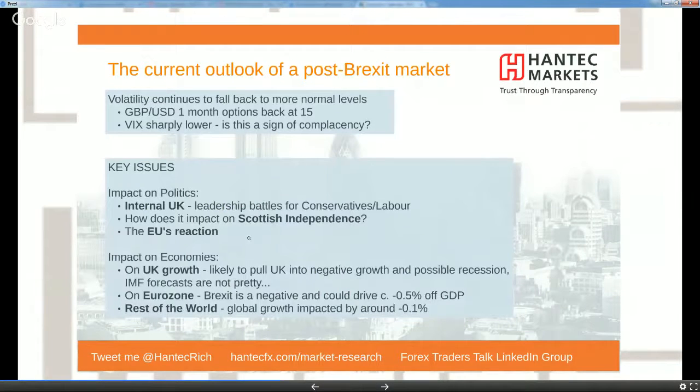Other key issues that we're looking at are obviously politics, the internal UK politics, leadership battles for Conservative and probably Labour as well, not even to mention UKIP, Nigel Farage quitting as well. You're having a political overhaul in the UK, and what does that do for markets, confidence in the UK economy and also UK asset classes as well?